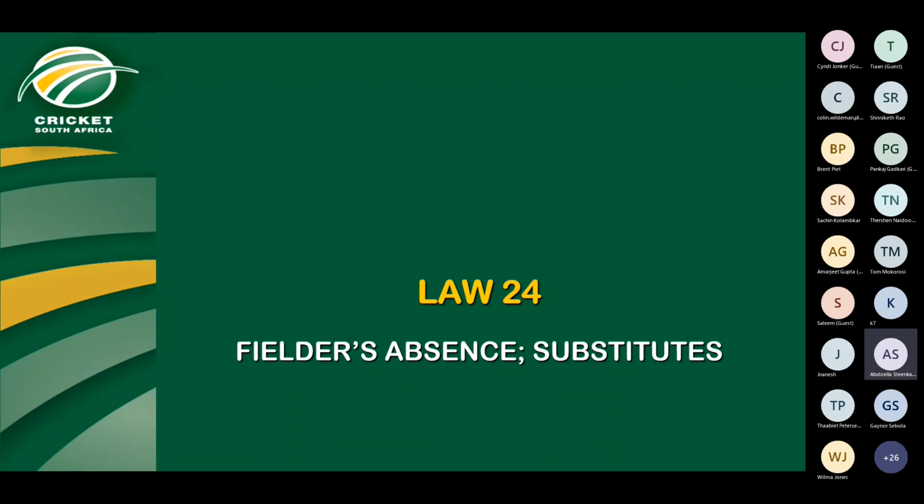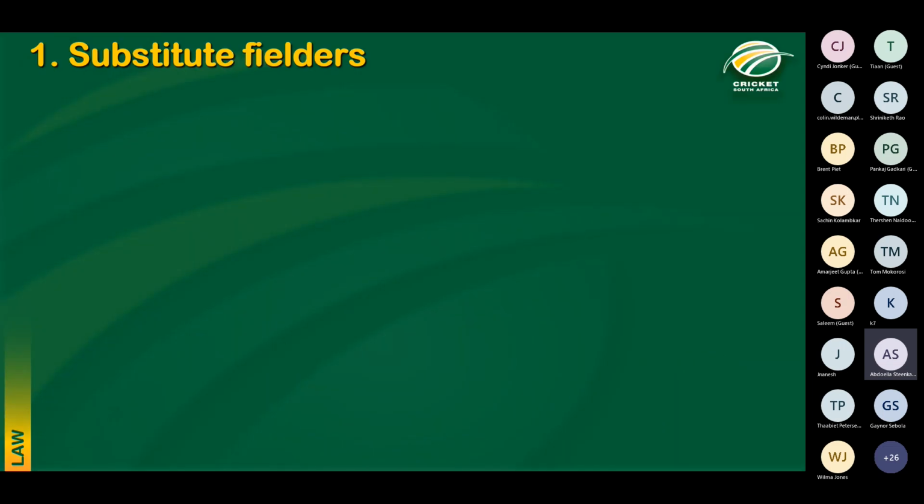So Law 24 speaks about fielder's absence and substitutes. So we'll start off with substitutes. When it comes to substitutes, the law is clear here. Who shall allow a substitute fielder? Only the umpire shall allow a substitute fielder. The fielding captain, the coaches, have no say whether a substitute fielder should be allowed or not. It is for the umpire to decide whether they shall allow a substitute fielder or not.